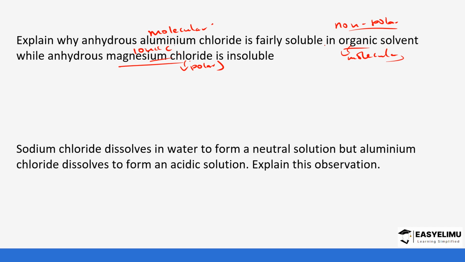Sodium chloride dissolves in water to form a neutral solution, but aluminium chloride dissolves to form an acidic solution. Explain this observation. So sodium chloride is ionic in nature, dissolves in water to form a neutral solution, but aluminium chloride hydrolyzes to form hydrogen chloride, which makes the solution acidic. So I've just done a summary on the questions, but I've given you the key things in the questions so you can write down the statement yourself.